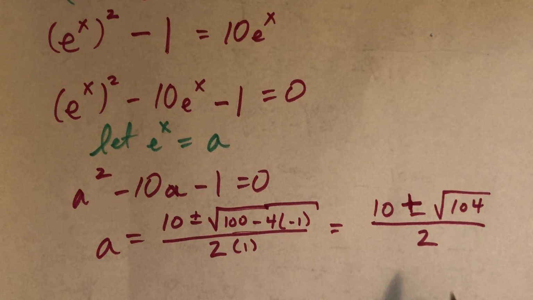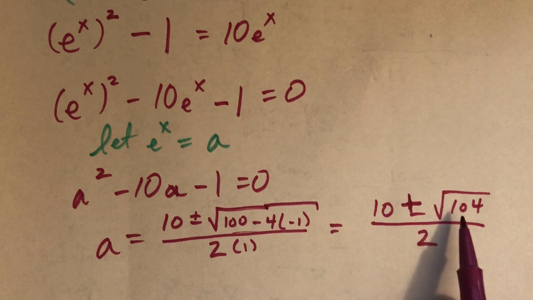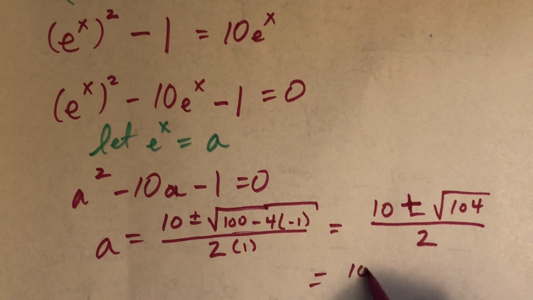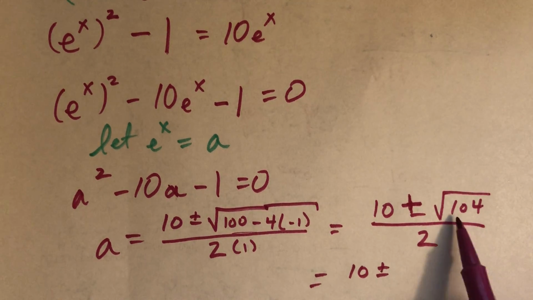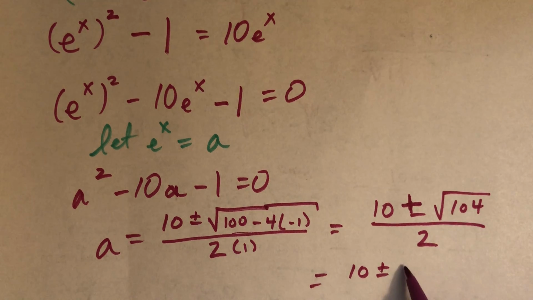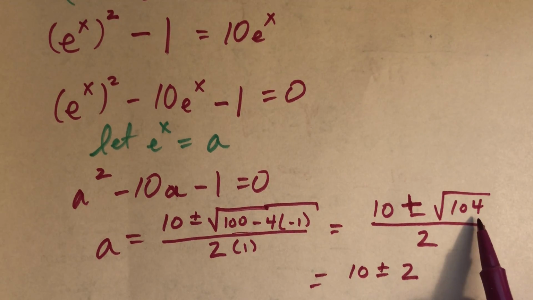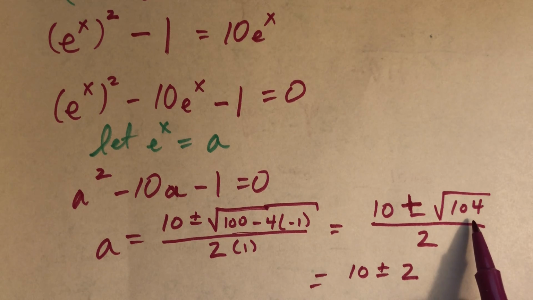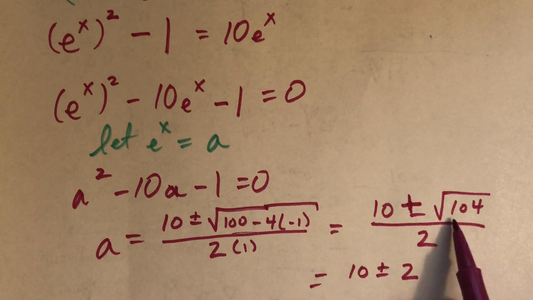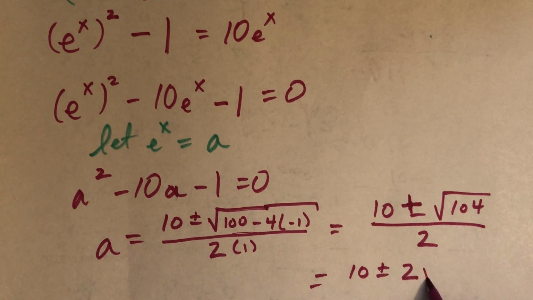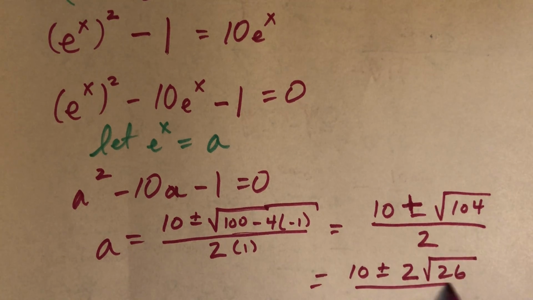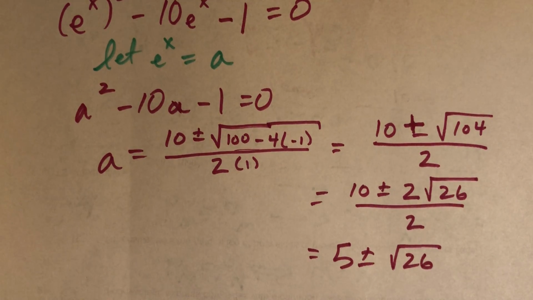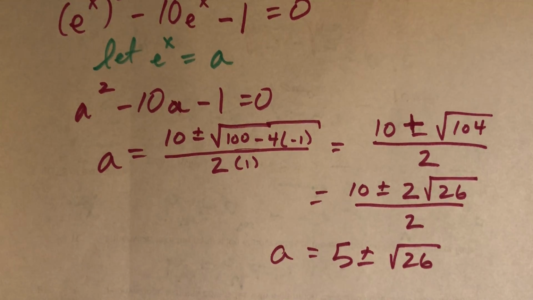Okay, and we can simplify that, right? This is 10 plus or minus, and 104 is divisible by 4. It goes in there 26 times. So that's 2 times the square root of 26, over 2. So that's 5 plus or minus the square root of 26. Okay, great. So that's what a was.